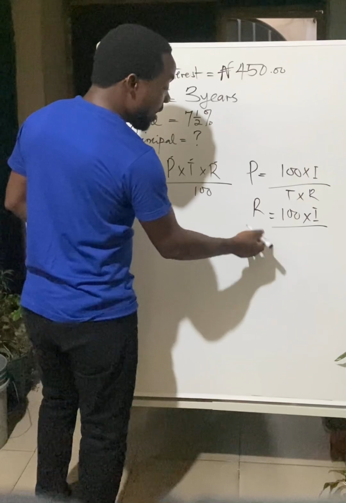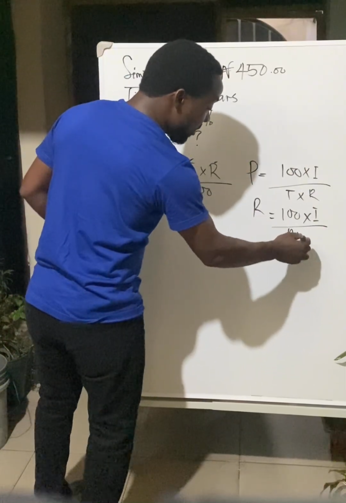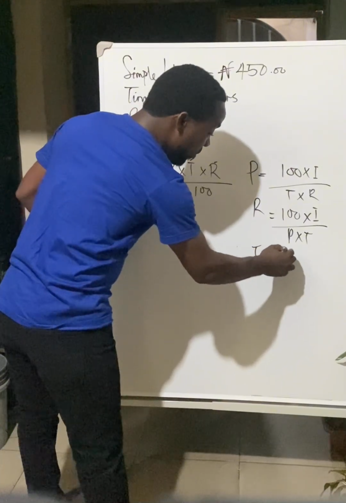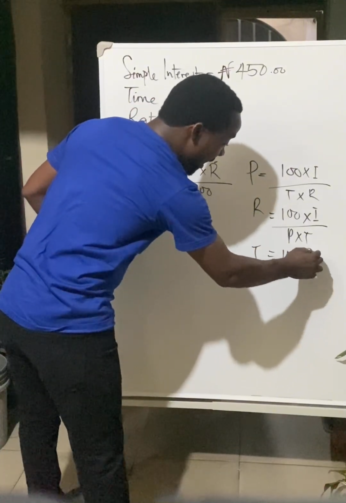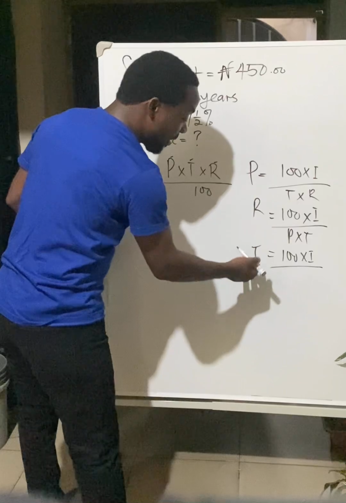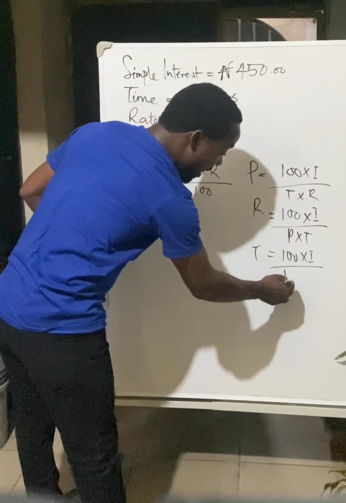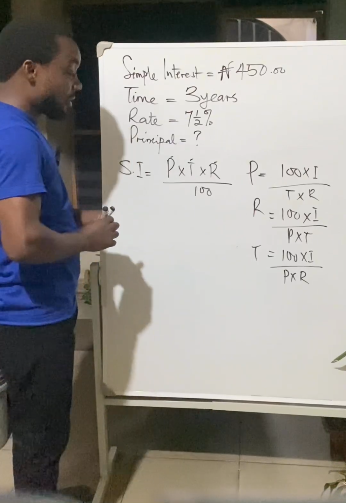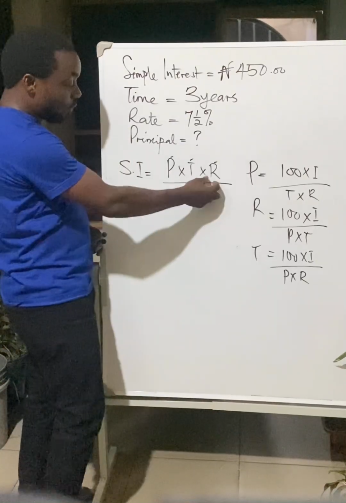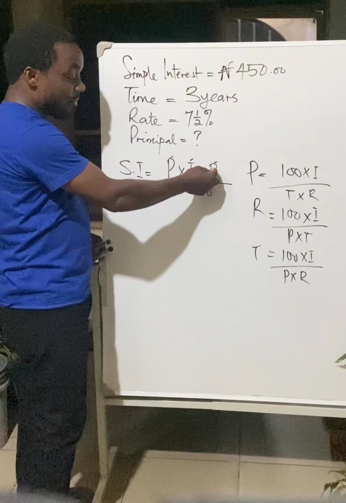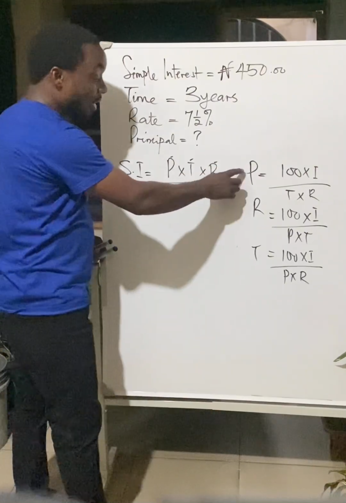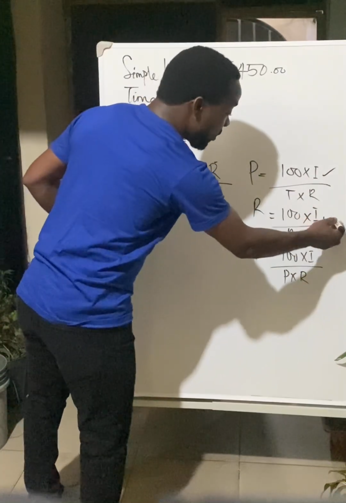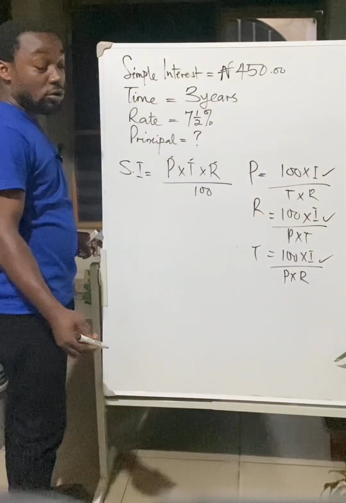Here is rate, so the other two would be principal and time. If you are looking for time, the numerator is the same, 100 times interest over the other two. The other two in this case are principal and rate. It is as simple as that. So the only formula you have to be mindful of is principal times time times rate over 100. When you are looking for any other three, the numerator is the same, 100 times interest.